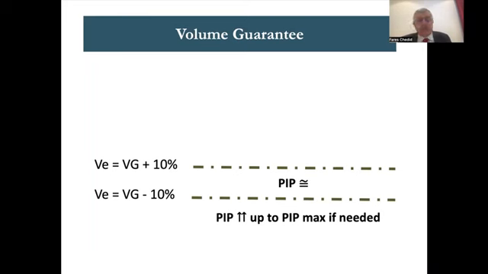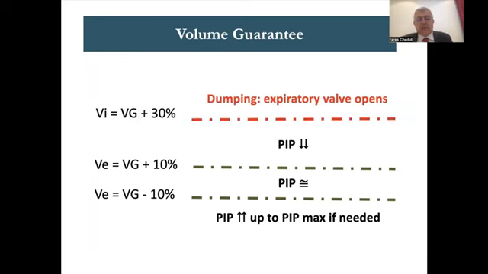Now, what if the volume is above the volume guarantee? If the expired volume is more than the volume guarantee by 10%, the PIP will go down. The PIP will go down, but we will never allow the patient to over-inspire. We're looking now at VI, no more VE. If the inspired volume of any breath exceeds the volume guarantee by 30%, this is a red zone. The expiratory valve will open, the patient will dump the breath and will not have his total breath, as a safety.